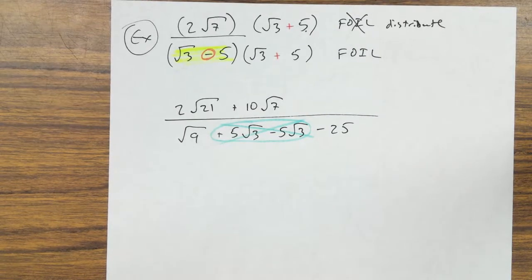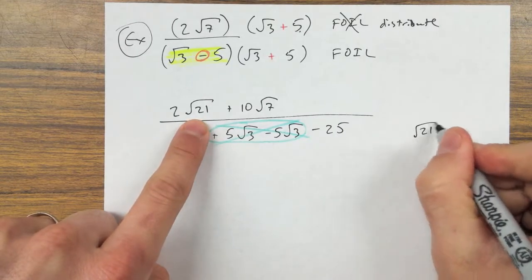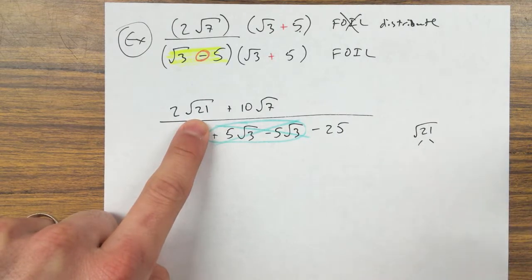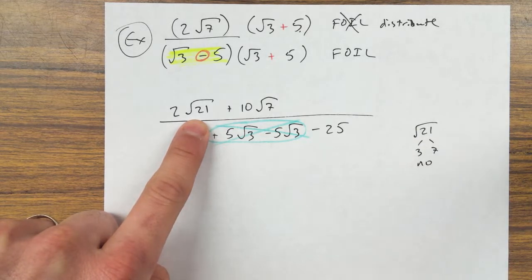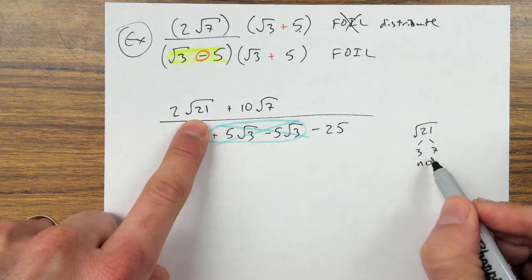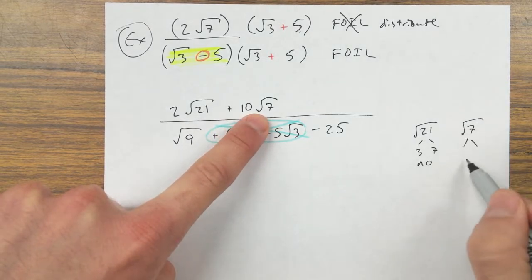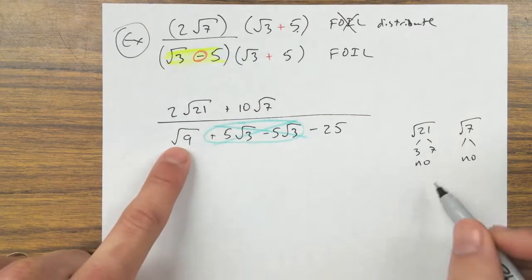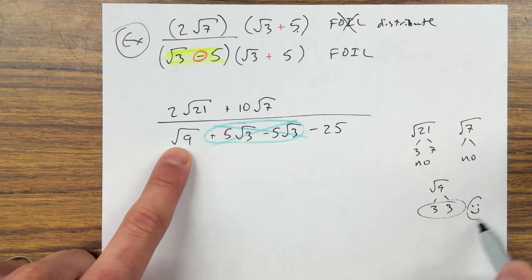Looking at this even more so, let's see if we can factor tree and clean any of this stuff up. So, can the square root of 21 really be factor treed? 3 and 7? Not really. Okay? Yes, it can be factor treed into 3 and 7, but is that helpful? No. Can 7 be factor treed? No. Can the square root 9 be factor treed? Yes. Okay, so that one is a good one.